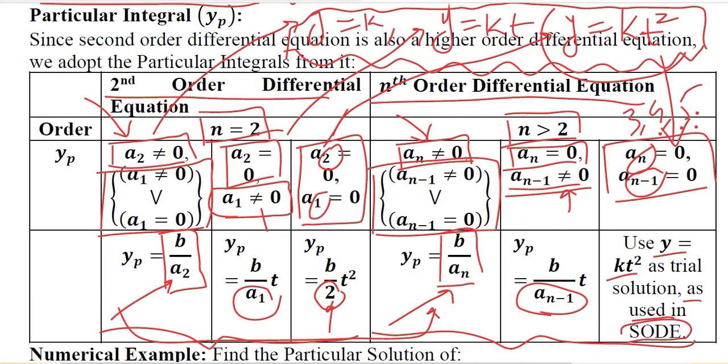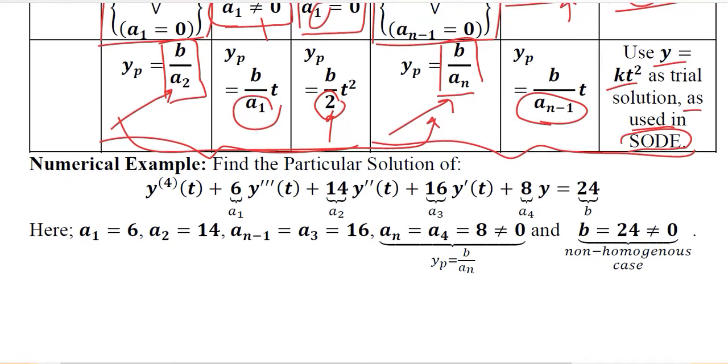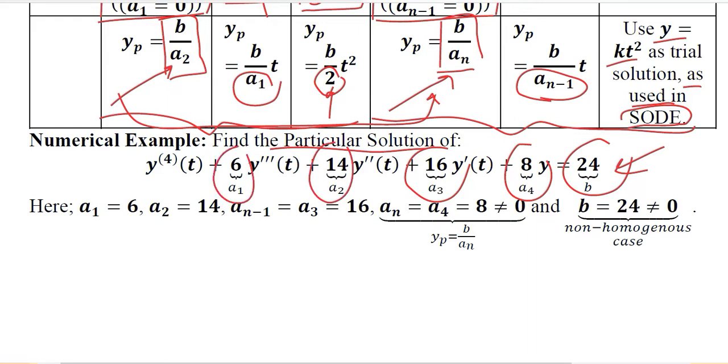So in this way we can come up with the second order differential, the third subcase of the higher order differential equation. It can be well understood with the help of some examples. Here we are going to do this. The particular solution is to be found of this certain example in which b is 24, a4 is 8, a3 is 16, a2 is 14 and a1 is 6.